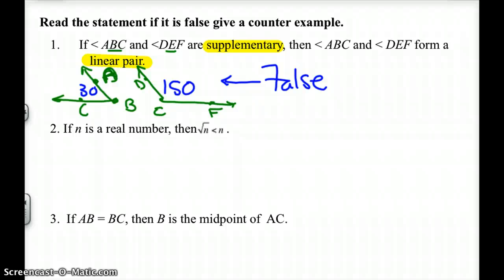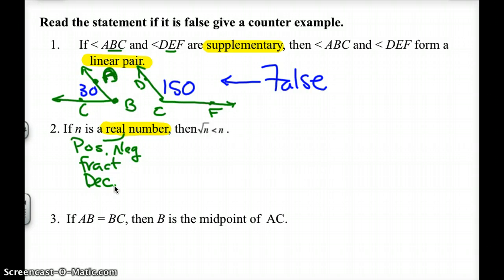Number 2, if n is a real number, then the square root of n is always going to be smaller than n, less than. Okay, at this point some people are saying, oh, I don't have any idea what a real number is. You learned that in algebra. You probably learned that in 7th and 8th grade math as well. Real numbers. Those are going to be positive numbers. They're going to be negative numbers. They're going to be fractions. They're going to be decimals.